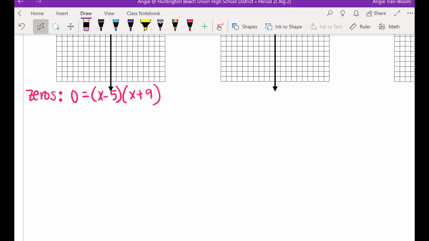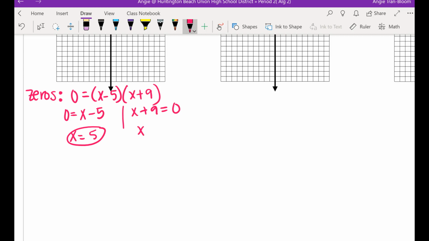Emma P? Is it just set 0 equals x minus 5 and 0 equals x plus 9? Yeah, aren't these already factors? So can I just take each factor and set it equal to 0? Okay, so x minus 5 equals 0. So Hannah, where is your first x-intercept? Good. x plus 9 equals 0. So where is your next x-intercept, Chance?